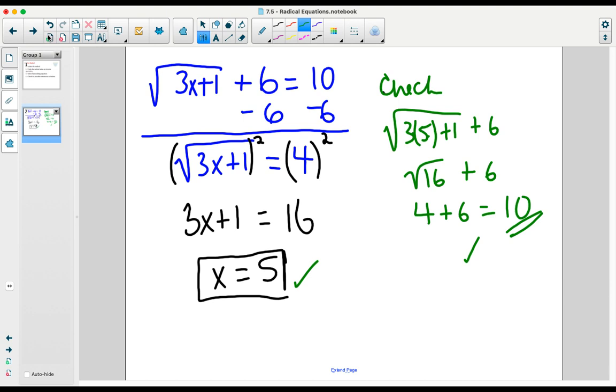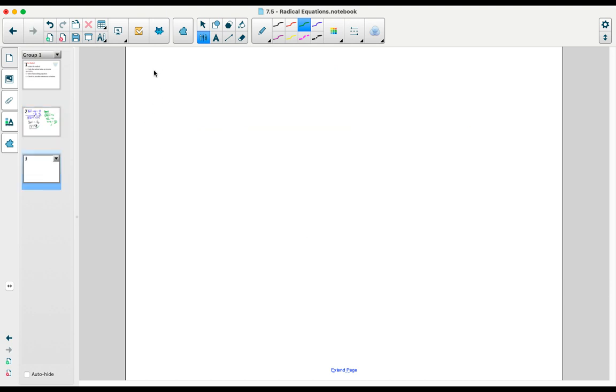Let's try another. In this example, we're going to use the cube root of 2x cubed minus 1 is equal to x. Still only one radical, and we want to begin by isolating it. Well, fortunately for us, it's already isolated. This radical over here on the left is already by itself.